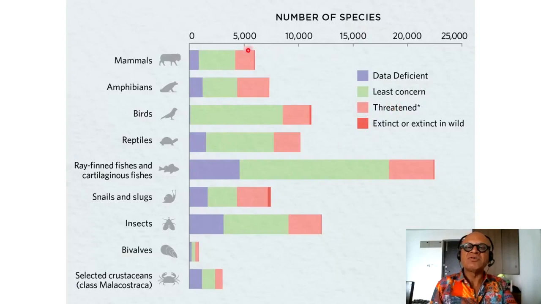So mammals, you can see the number of species is not small here when you combine all three. Amphibians have been hammered very hard, so they are threatened. Birds have gone extinct or extinct in the wild, and they are threatened here. Reptiles, again, threatened heavily. Ray-finned fishes and cartilaginous fish are also threatened or gone extinct. Snails and slugs, insects, bivalves, selected crustaceans, and so on.